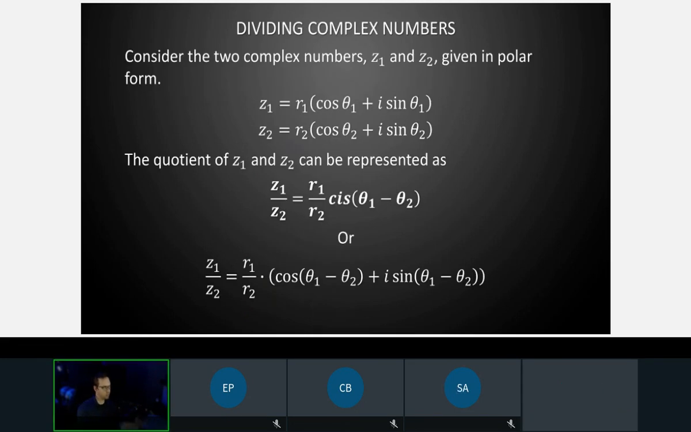All right, dividing. So when you multiply them, we multiply the r values and you add the angles. Well, when you are dividing two complex numbers in polar form, you divide the r values and you subtract the angles. That kind of makes sense.